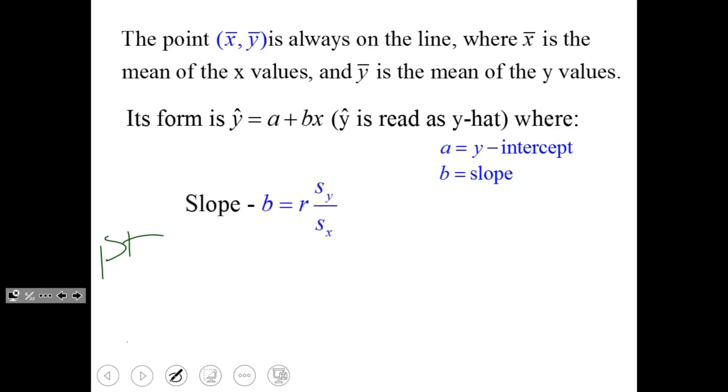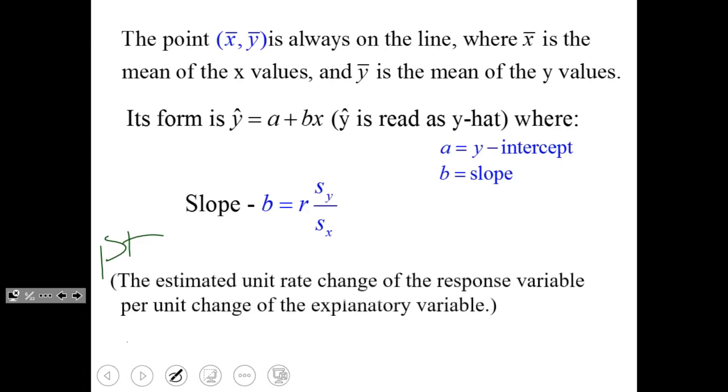Slope, b, is equal to r, my coefficient of correlation, times the standard deviation of y divided by the standard deviation of x. So it's still got a slope in there. It's rise over run. Standard deviation of y over standard deviation of x. Since standard deviation is always positive, the only way you can possibly get a negative slope is based on r. R controls which direction my slope is headed in, positive or negative.